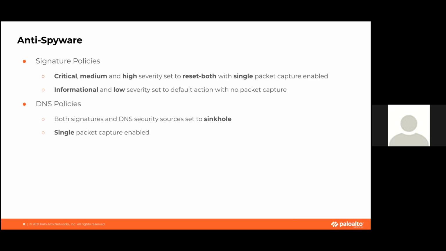Moving on to DNS policies. While signature policies targeted the patterns and did not depend on particular URLs or domains, the DNS policies target DNS traffic and DNS domains inside DNS queries. Here we have 2 sources of DNS for bad DNS domains. One is the signatures, and the other one is DNS security, which is a cloud service with a much wider set of features than the signature-based one. The recommendation is to set both signature and DNS security to sinkhole and to enable single packet capture.